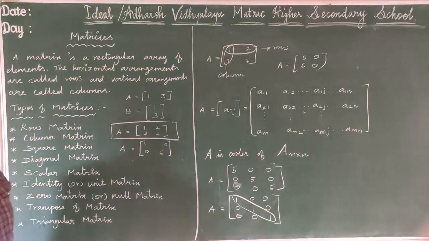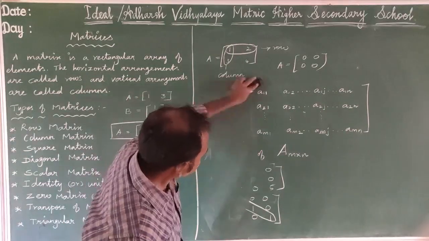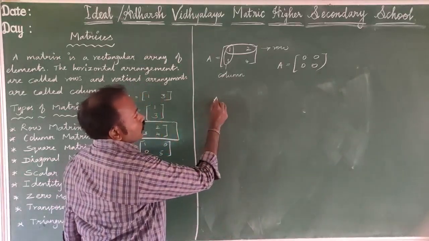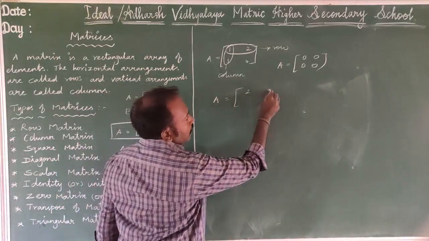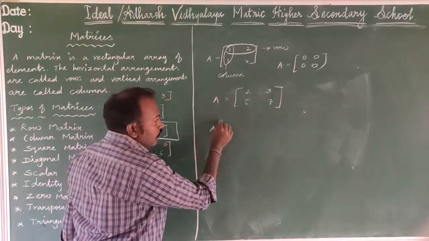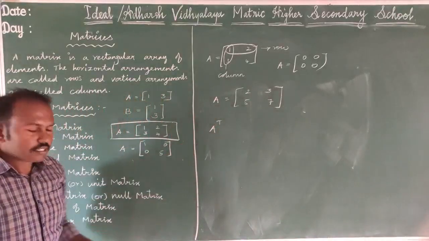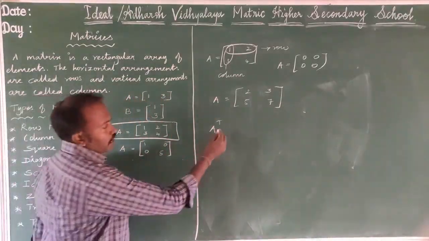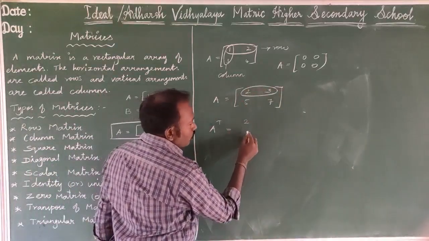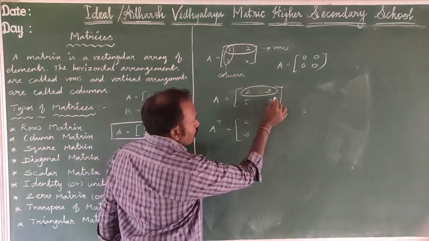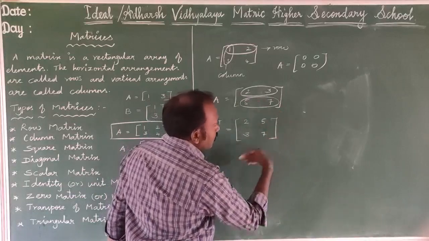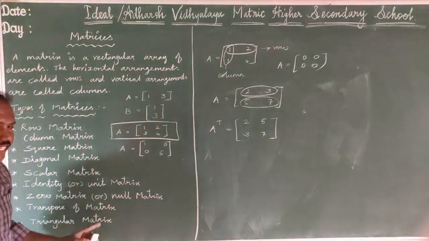Next one, transpose of matrix. For example, the matrix A is equal to 2, 3, 5, 7. That is A. Then transpose of A. That is transpose of matrix. Transpose of A is equal to the row and column interchanged: 2, 3. Then second row becomes column: 5, 7. That is transpose of matrix.